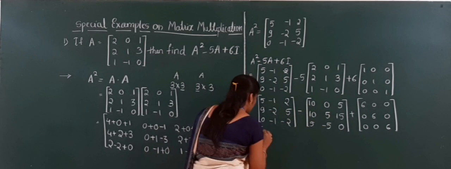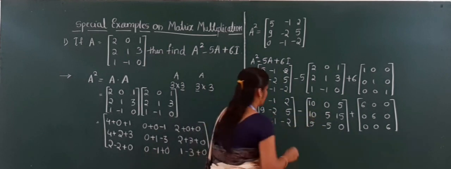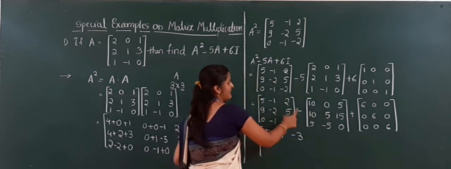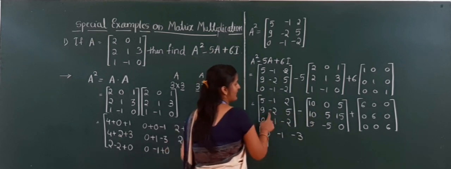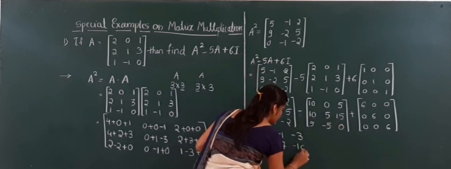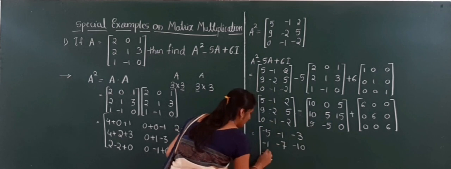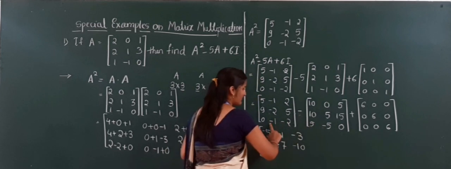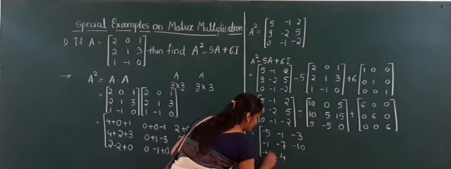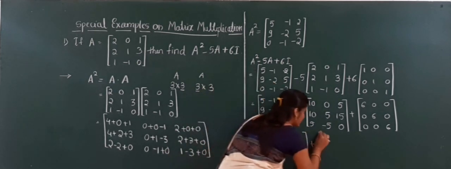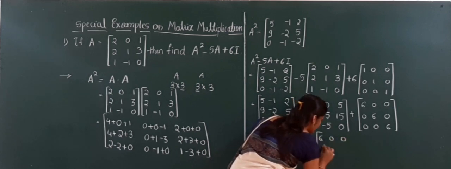5 minus 10 minus 5, minus 1 minus 0 minus 1, 2 minus 5 minus 3. Next, 9 minus 10 minus 1, minus 2 minus 5 minus 7, 5 minus 15 minus 10, 0 minus 5 minus 5, minus 1 plus, minus into minus plus, minus 1 plus 5, that is plus 4. Next minus 2 minus 0 minus 2 plus 6, 0 0 0 6 0 0 0 6 as it is.